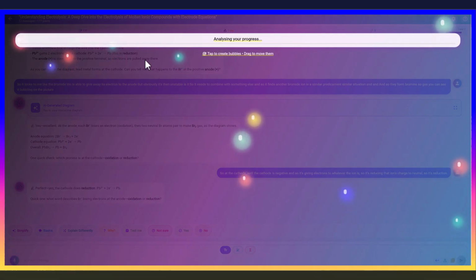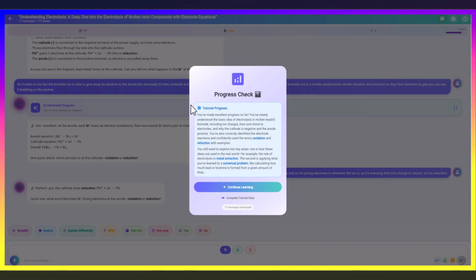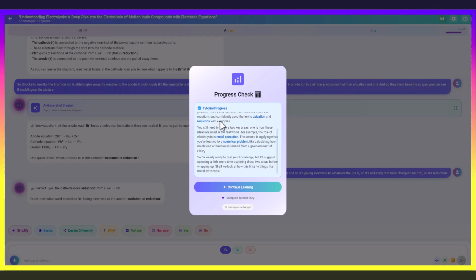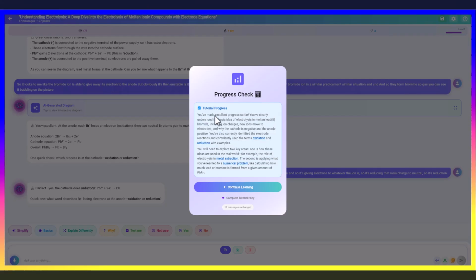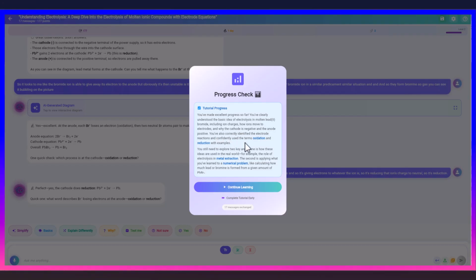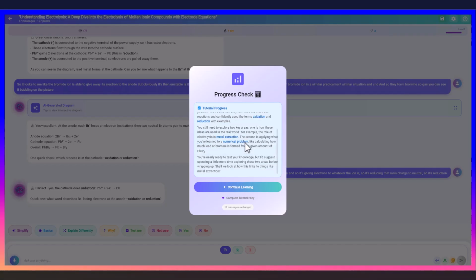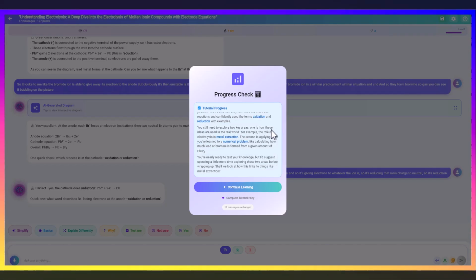Perfect. So when you get through the chat, about 17 messages through, it gives you a little check of where you are in the lesson. Excellent progress so far, clearly understood. You've also correctly identified the electrode reactions and confident use of terms like oxidation. Still need to explore 2 key areas. One is how these ideas are used in the real world, for example, the role of electrolysis in metal extraction. The second is applying what you've learned to a numerical problem. Okay, so we'll continue.